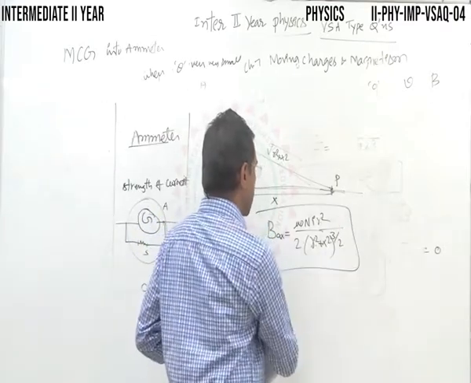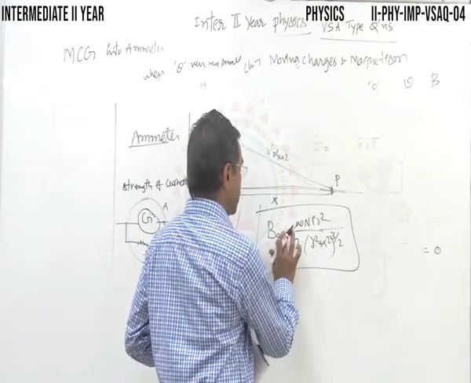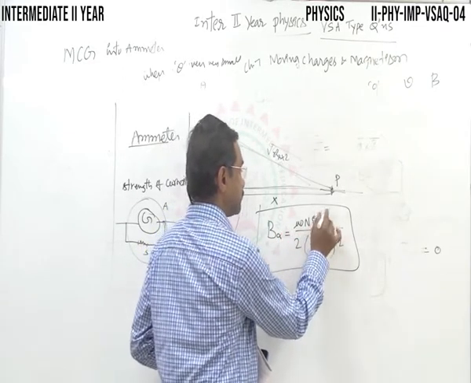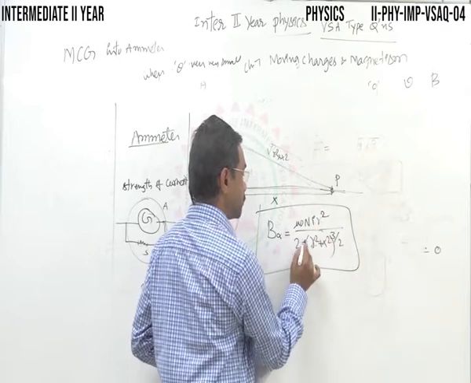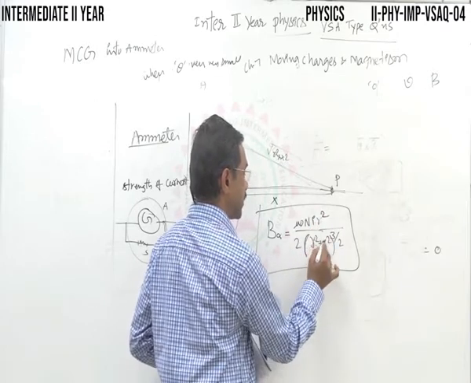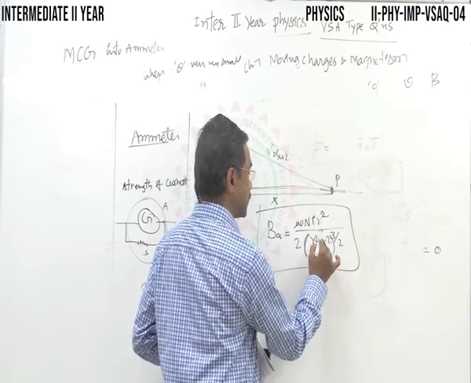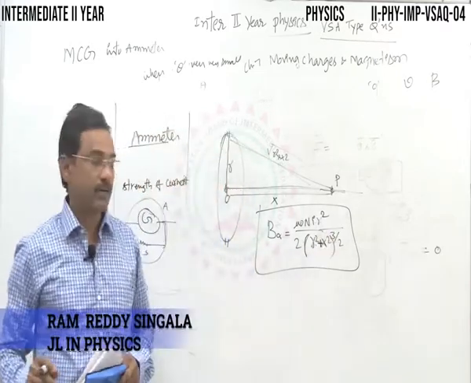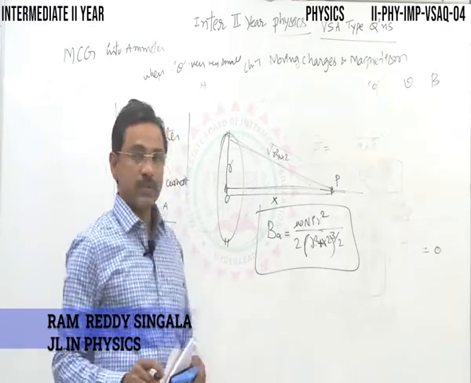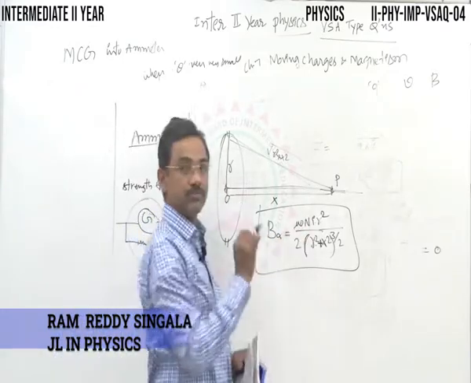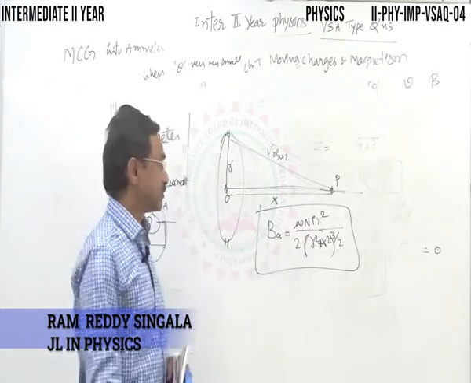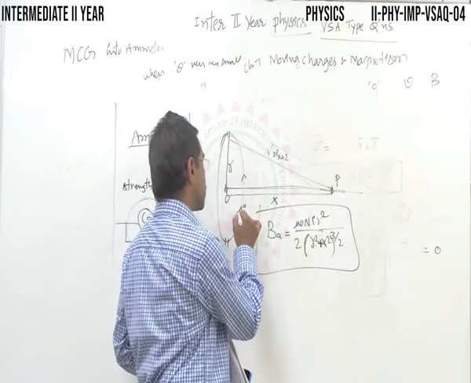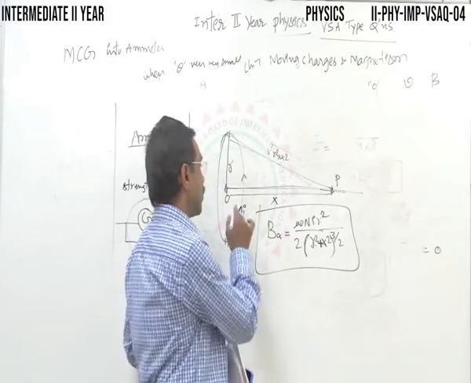Mu 0 Pax, A stands for axial line. Mu 0 N I r square divided by 2 within the bracket r square plus x square, whole power of 3 by 2. Written? Here n is the number of turns in the circular coil, I is the strength of the current flowing through the circular coil, and r is the radius.